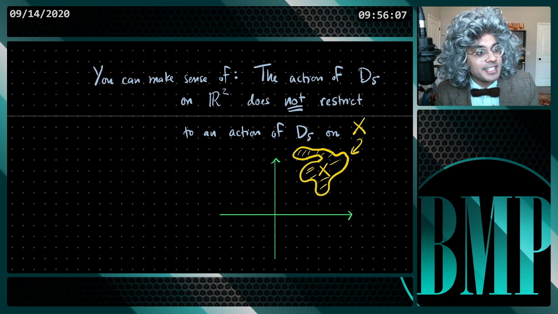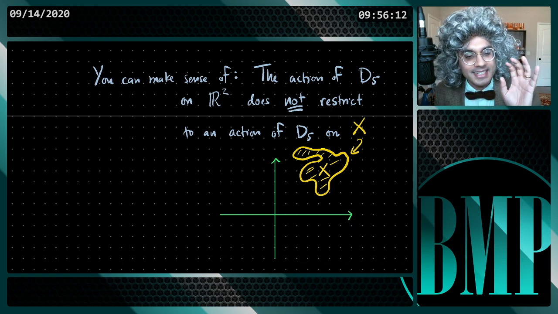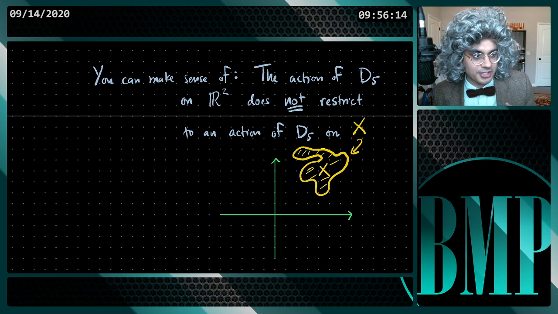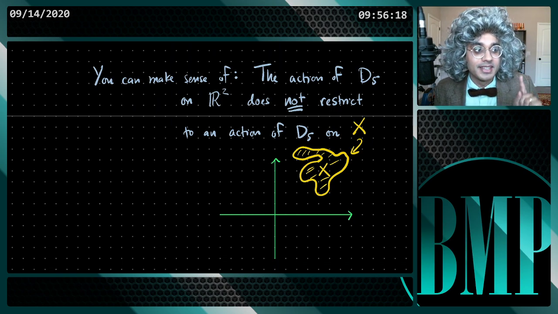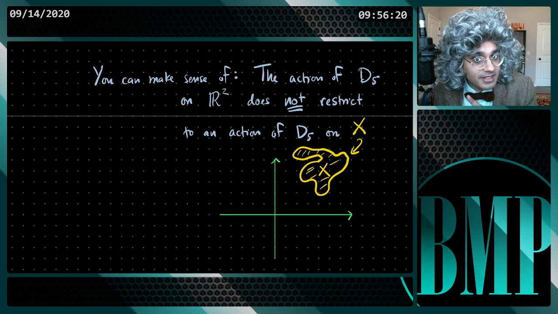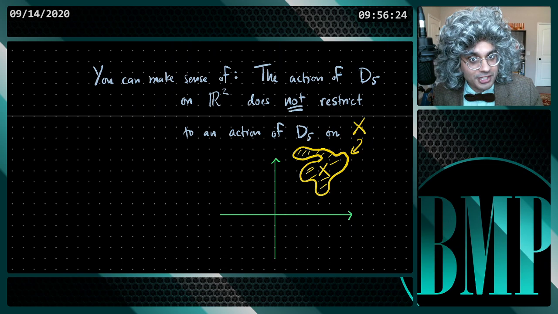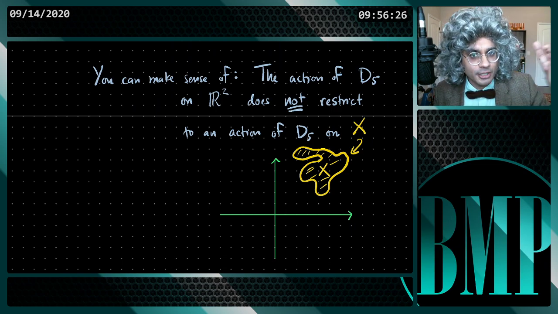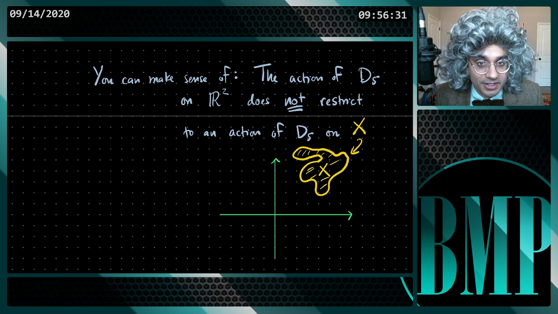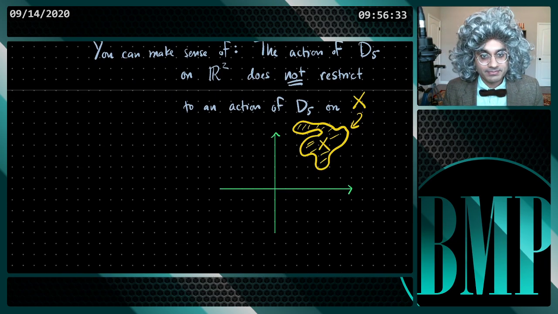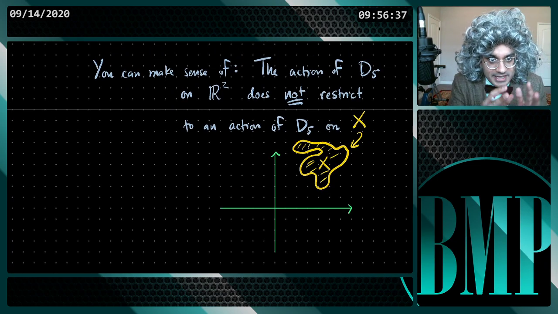Arbitrary, D5, does D5 act on GL2? It does, but that's a confusing action. It's slightly different from the statement that I just made. GL2 is a different set from R2, and so that action is a little bit different. But there is a way in which D5 acts on GL2. Absolutely. Okay, but so now you can make sense of this statement.